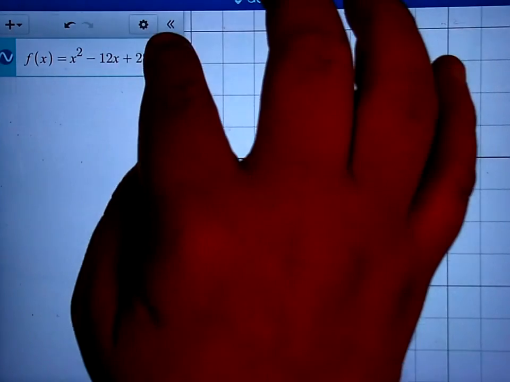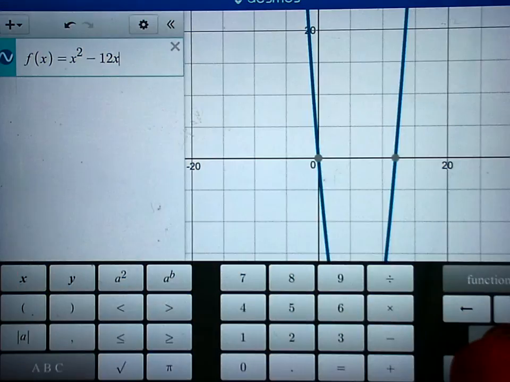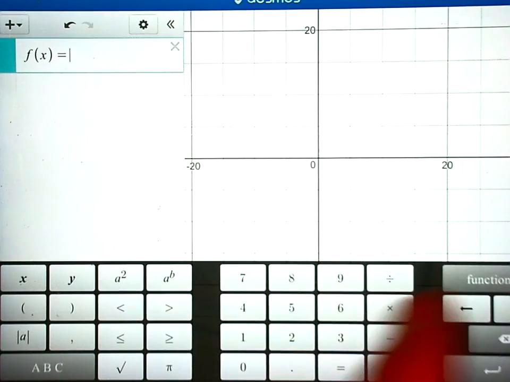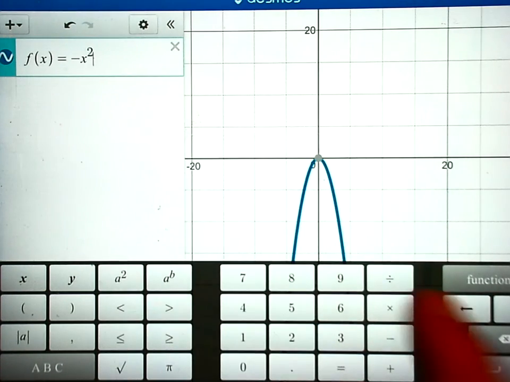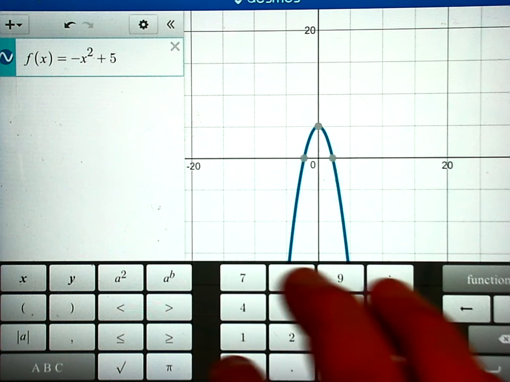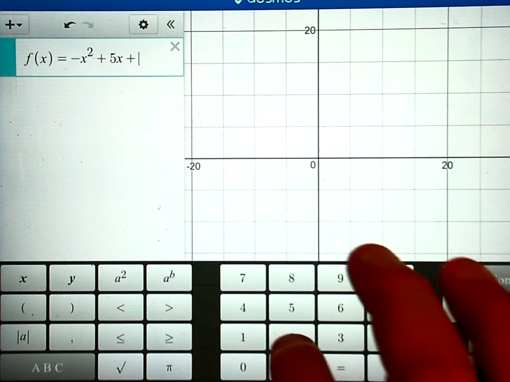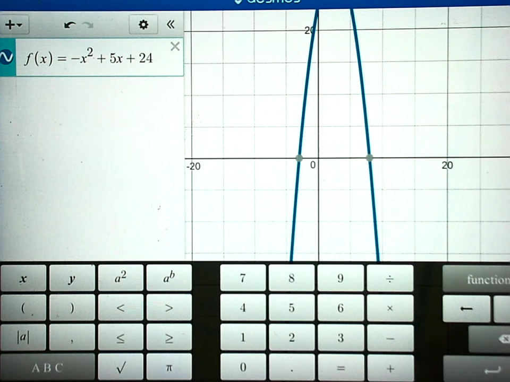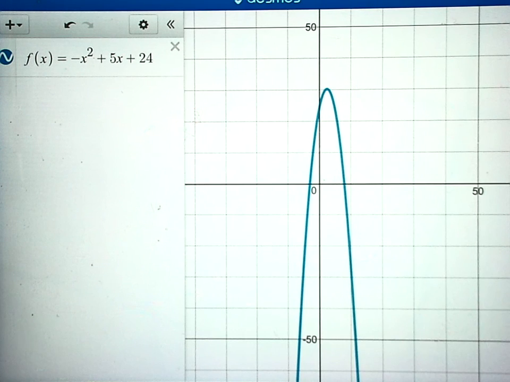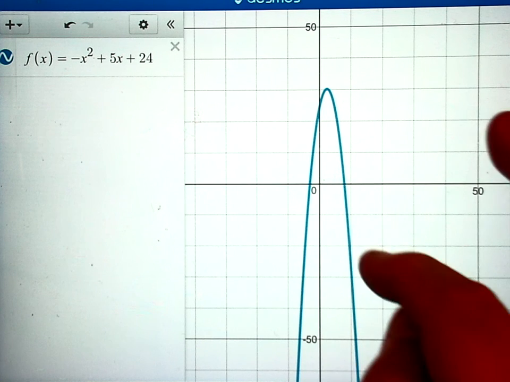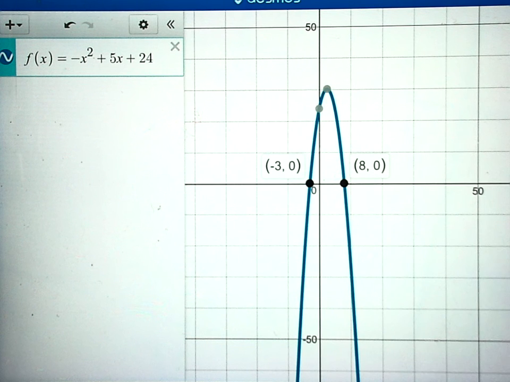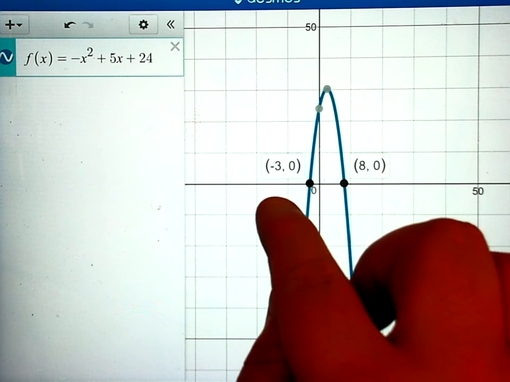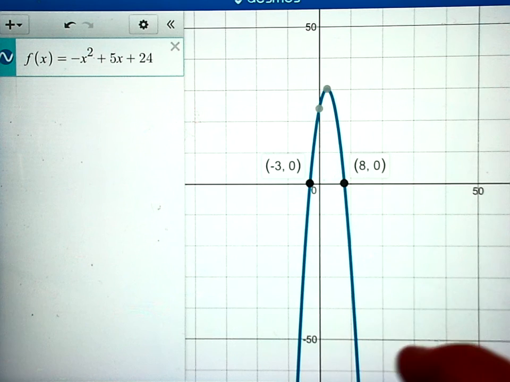And while I'm working, first thing I'm going to notice is what happens to this graph that we haven't seen yet. This one's actually open down. It's flipped the other way than what we've seen so far. But we don't change any part of our process. We're still looking for zeros, roots, solutions, x-intercepts, and they're right there. -3, 0, 8, 0. So that's what we're using.